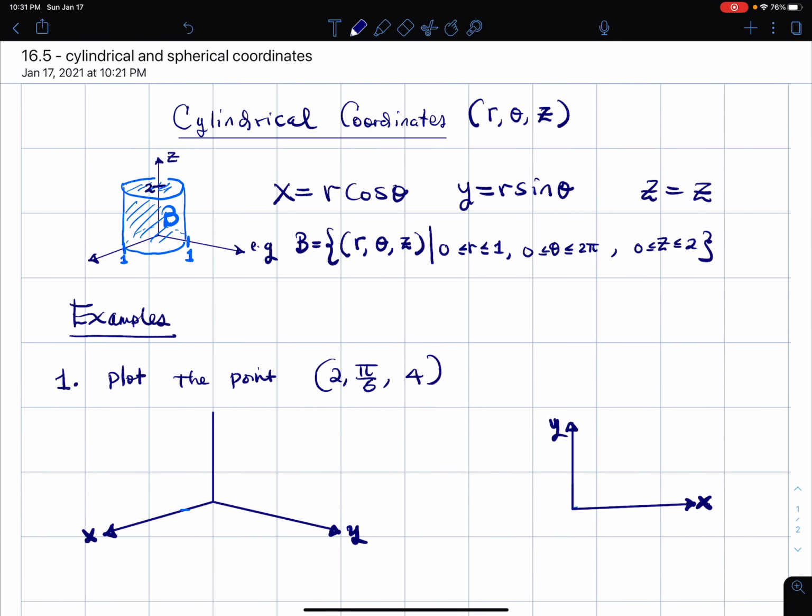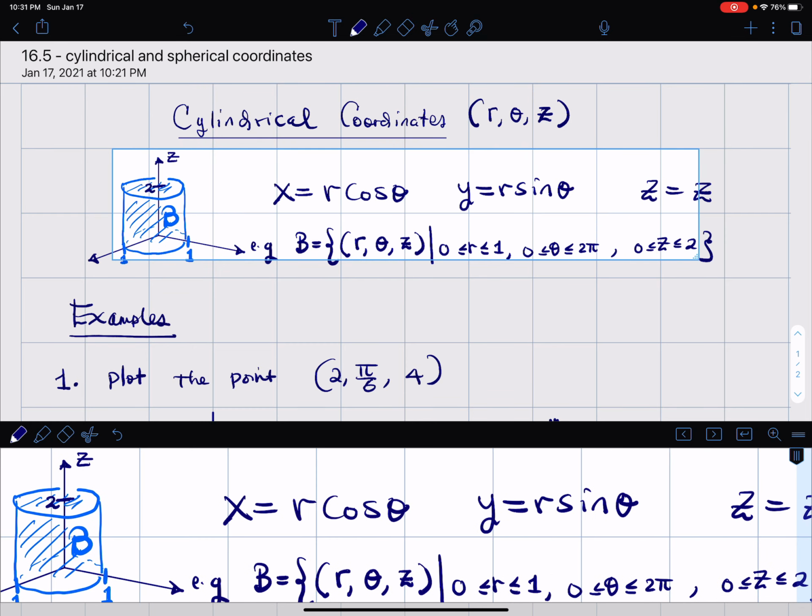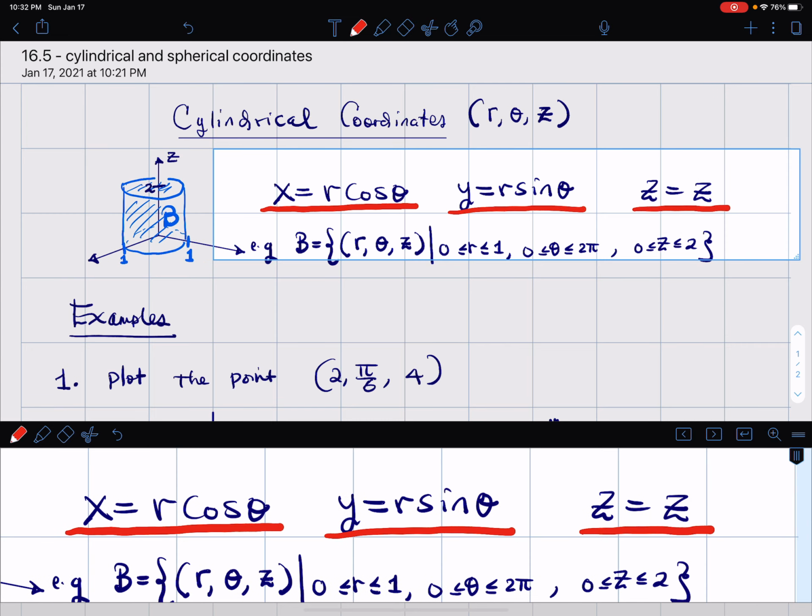All right, let's talk about cylindrical coordinates. Remember, when we're dealing with regions that are on the xy plane, we talked about polar coordinates. Think of cylindrical coordinates as an extension of polar coordinates from a region that's just a plane to a region that's a solid. If you remember, in polar coordinates, the conversion is x is r cosine theta and y is r sine theta. Now we're going to add z, but z is just going to remain as z.